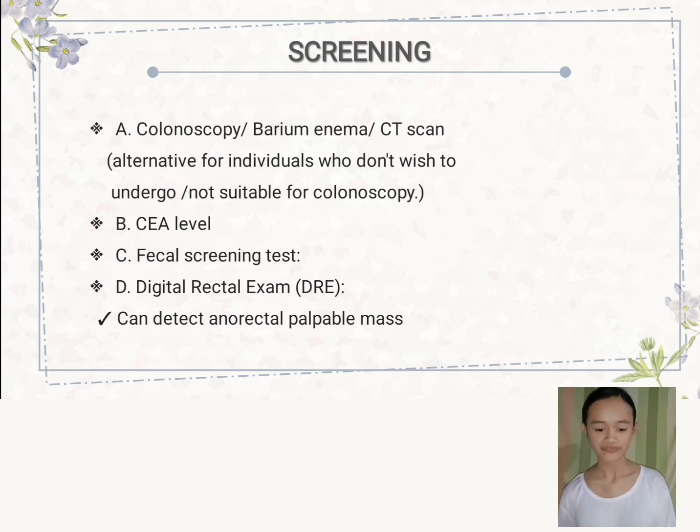the screening. A. Colonoscopy or barium enema or CT scan, an alternative for individuals who don't wish to undergo or are not suitable for colonoscopy. B. Carcinoembryonic antigen level. C. Fecal screening test. D. Digital rectal exam can detect anorectal palpable mass.